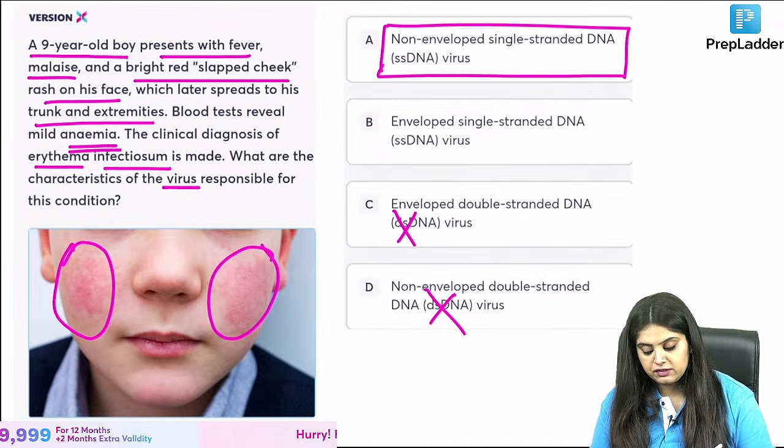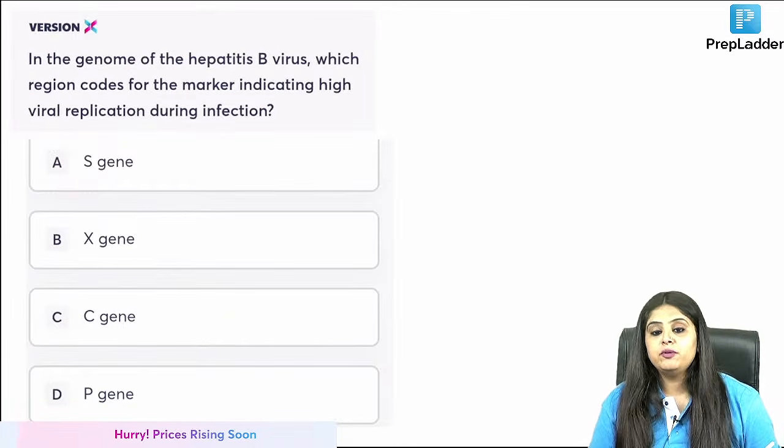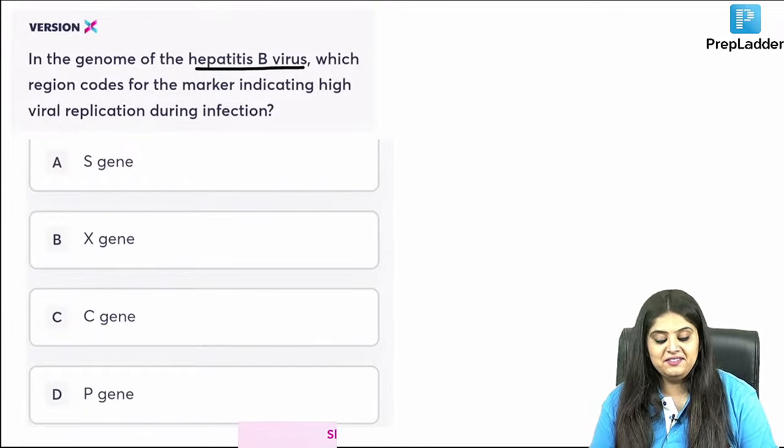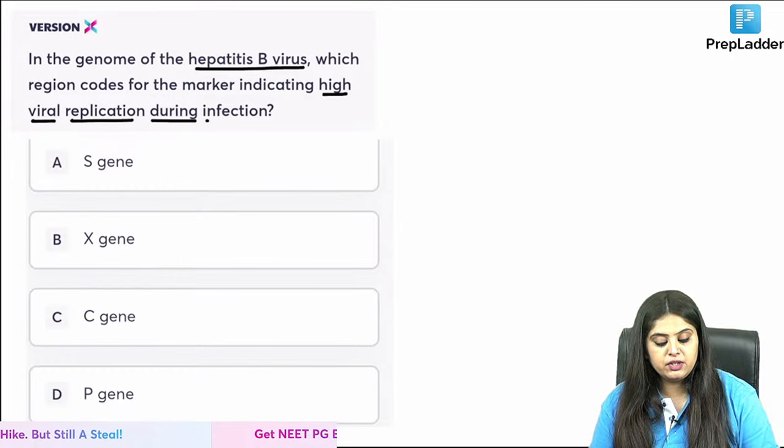Now we move on to the next one. In the genome of hepatitis B virus, the deadly one has come. Which region codes for the marker indicating high viral replication during infection?